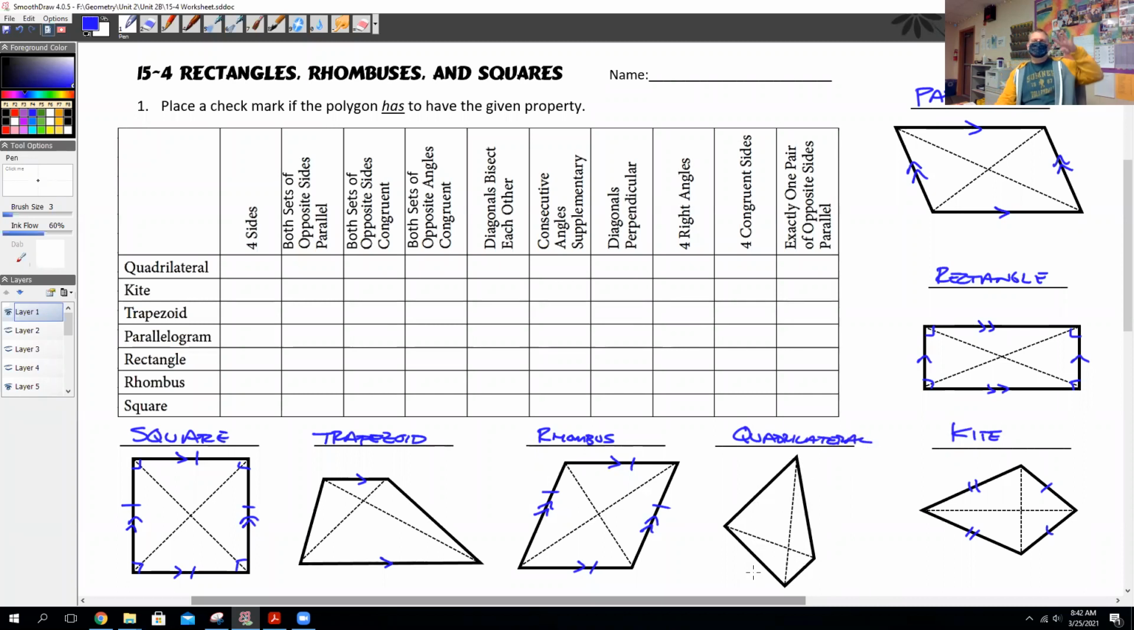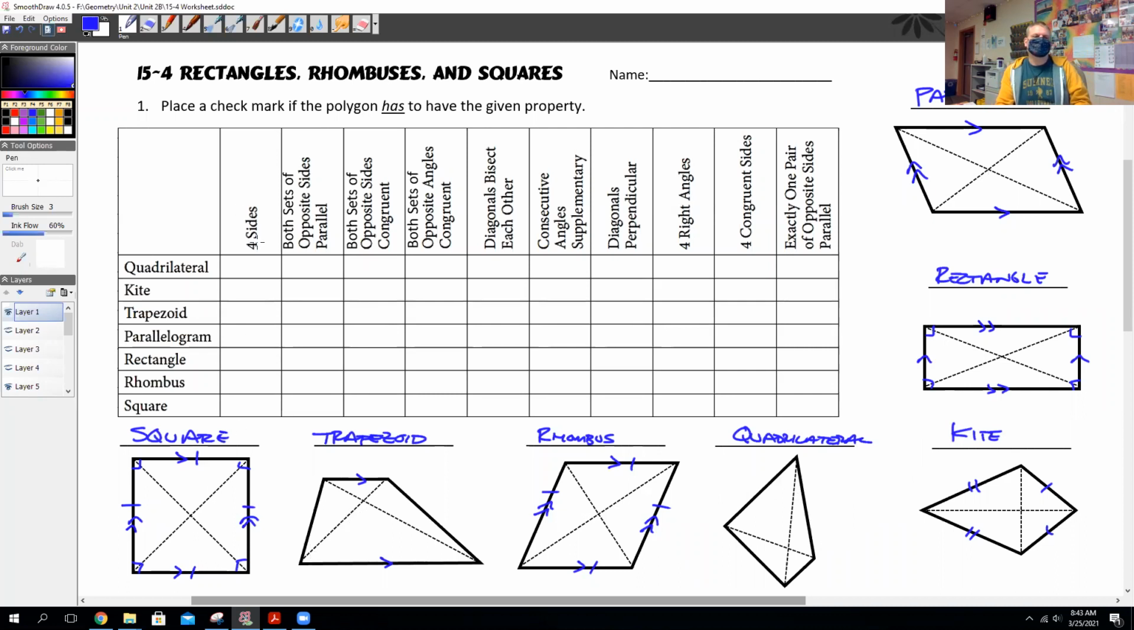And quad means four, lateral is side. So this is a four-sided figure. So guess what a parallelogram is? A quadrilateral. Guess what a trapezoid is? Quadrilateral. All these things have four sides. They're all quadrilaterals. Okay. So we've kind of got to start here.